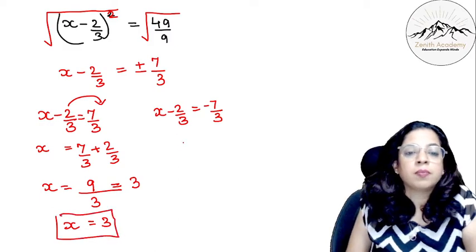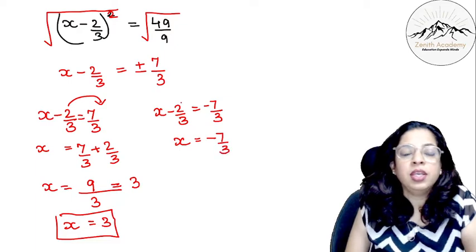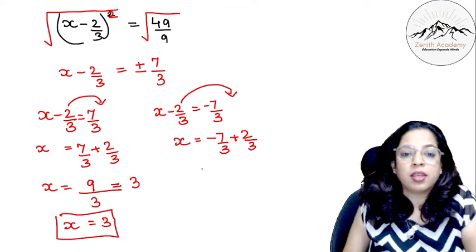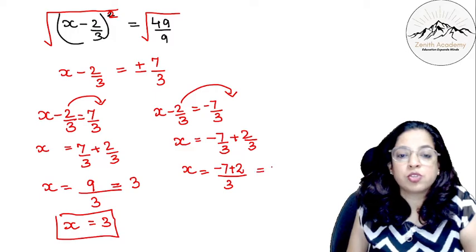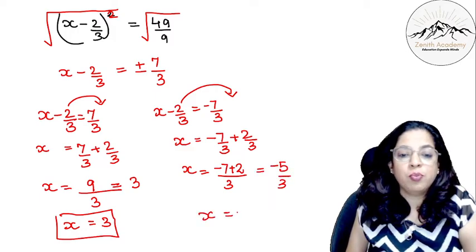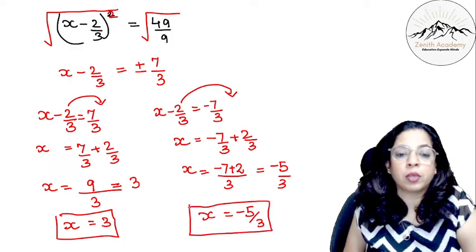Let's see here. Now here x is equal to minus 7/3. Now this goes there, it becomes plus 2/3. So x is equal to, 3 is common, minus 7 plus 2. Minus 7 plus 2 is minus 5/3. So x is equal to minus 5/3. These are the two roots of our quadratic equation.